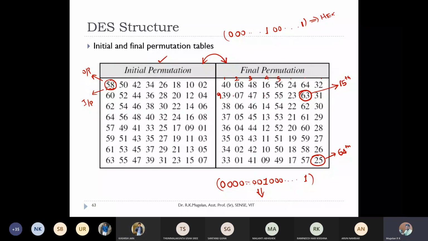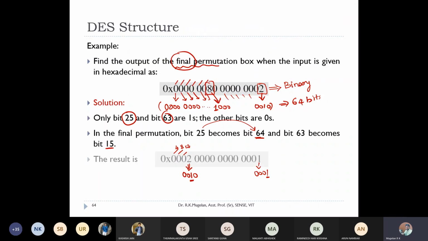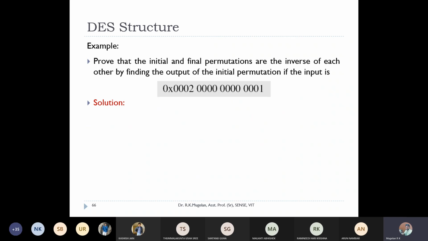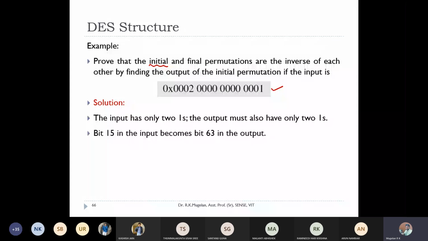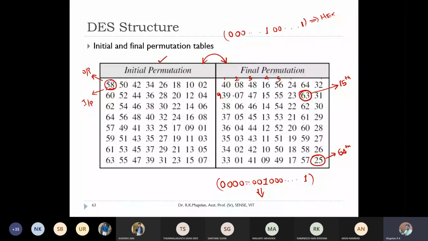Yes, sir. And be careful in the examination whether it asks for the final permutation box or the initial permutation box, because if you change the boxes, your entire answer goes wrong. So this is nothing but the previous output which we got. If you convert it back, for example, the input has two ones, one sitting in the 15th position and one in the 63rd position. If we go to our initial permutation box, you can see.